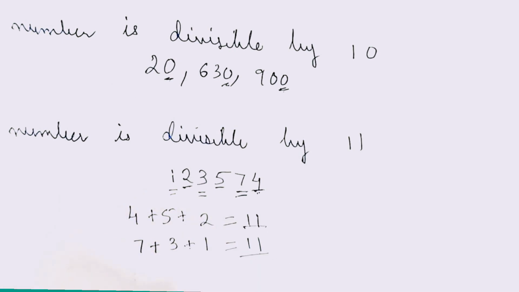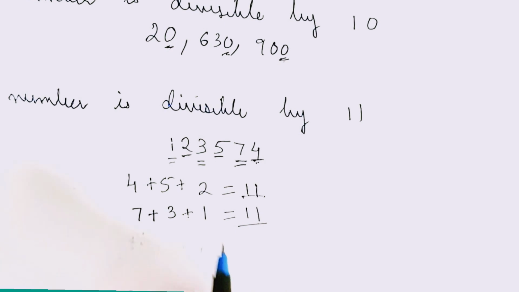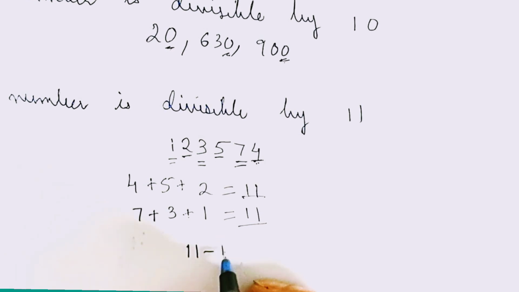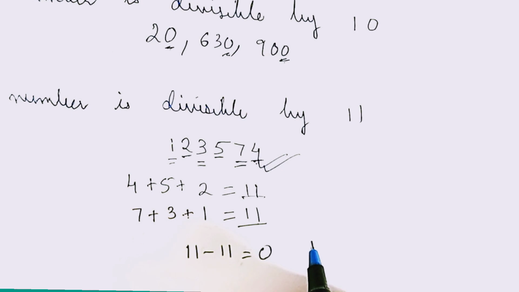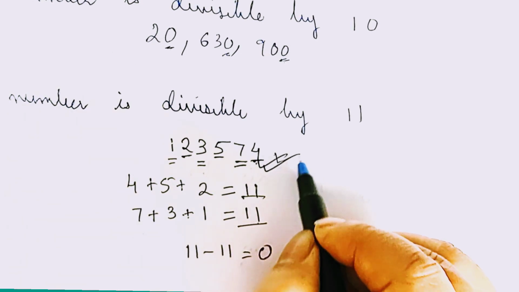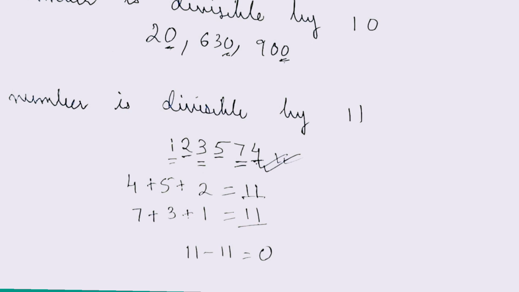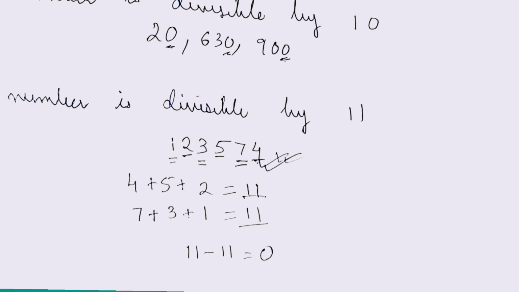Now you have to subtract these two numbers. If you subtract them and the result is 0, then this number is divisible by 11. And if it is not 0 but some other number that is divisible by 11, then also the number is divisible by 11. I think friends, I am clear to you all. Hope you all understood this trick, and I think it would be easy for you all.